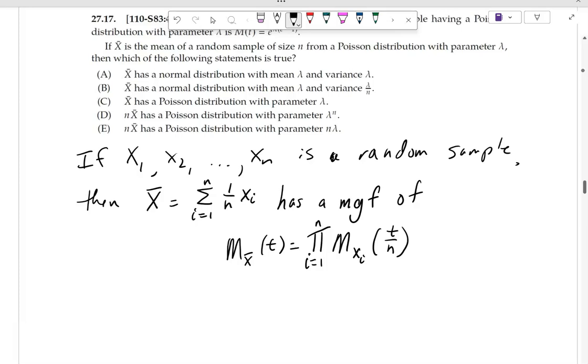This is just using the stuff we've already talked about, right? When you add up independent random variables, you multiply the moment generating functions. And when you do a constant times a random variable, you replace the t with the constant times t. In this case, your constant is 1 over n.